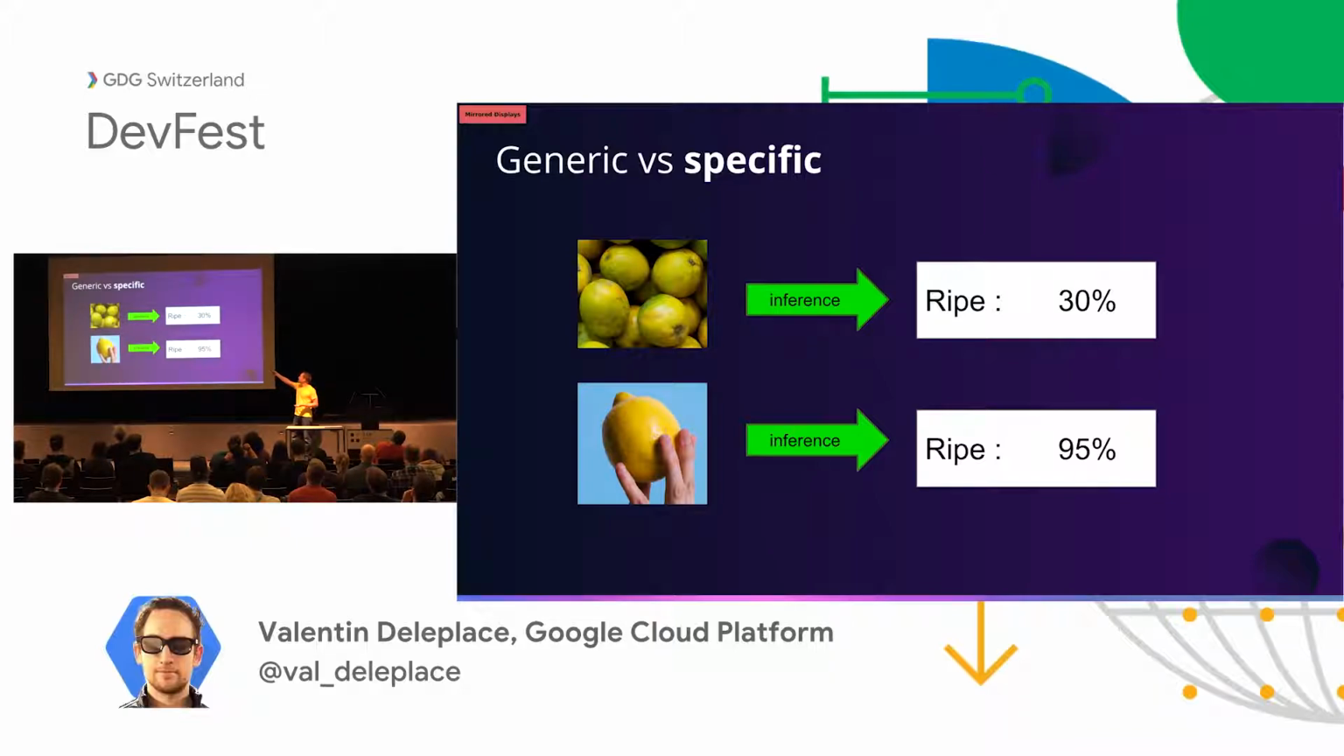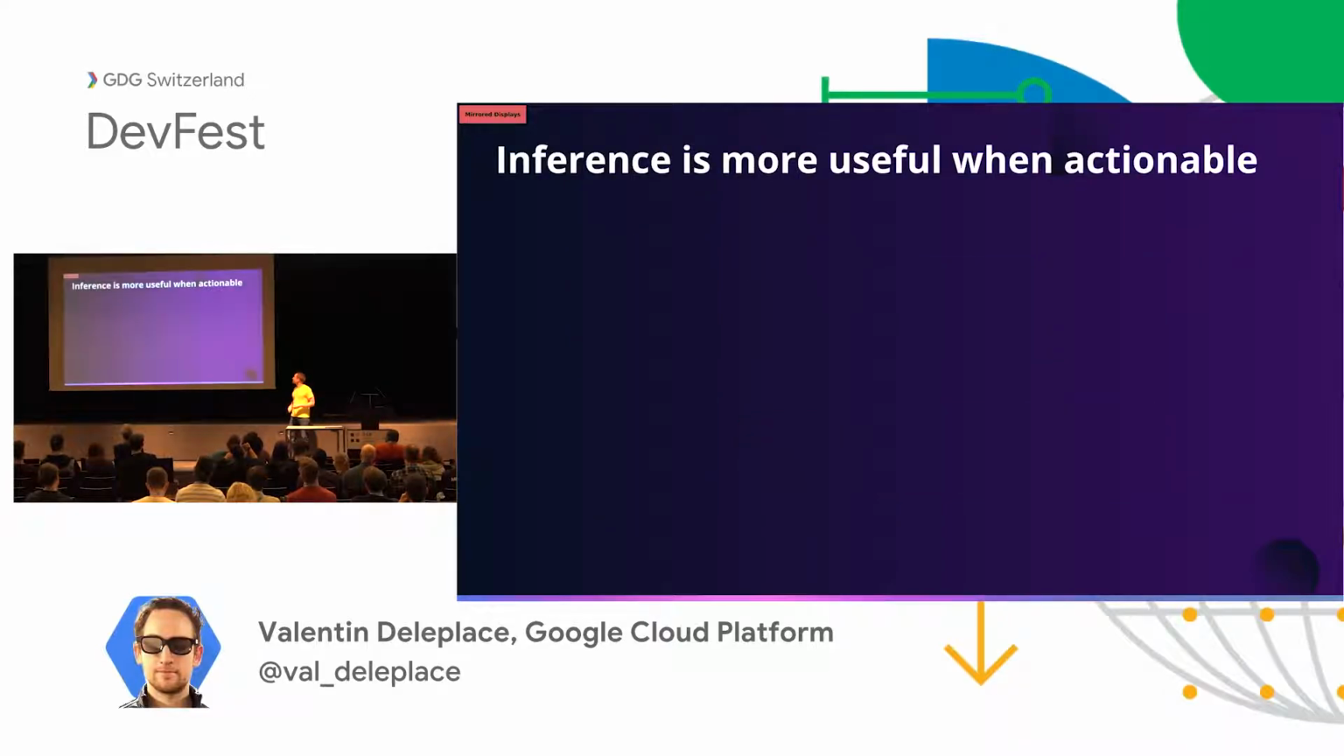So this would tell me for the image here that it looks like 30% ripe, and so mostly immature. And the one below is 95% sure being ripe, meaning I can sell it in the market today. Okay, so my point is the inference is much more useful when it's actionable. Here are a few examples.